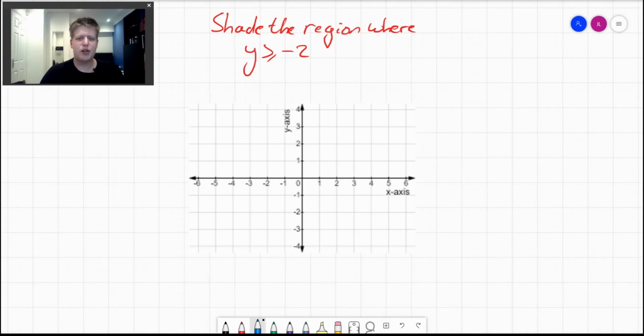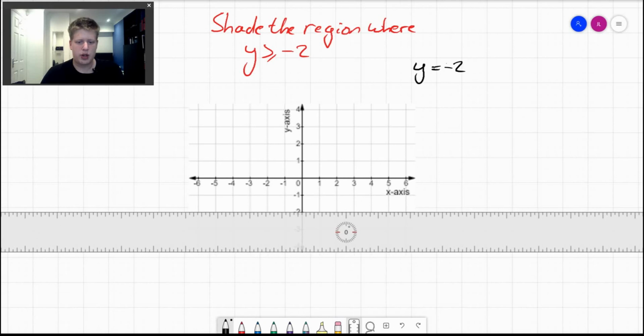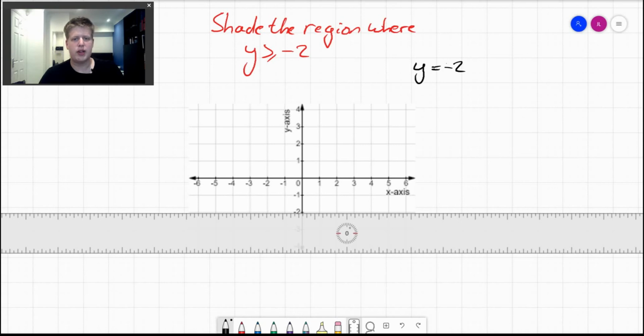We need to shade the region where y is greater than or equal to -2. First thing we need to do is draw the line y equals -2, because we forget about the inequality sign for now. So let's get out our ruler, we move it down to -2 over here, because along this line where my ruler is, the y-coordinate will always be -2. And because we're using a greater than or equal to sign, we do a fully shaded in line. There's no dots, it's just a normal solid line.